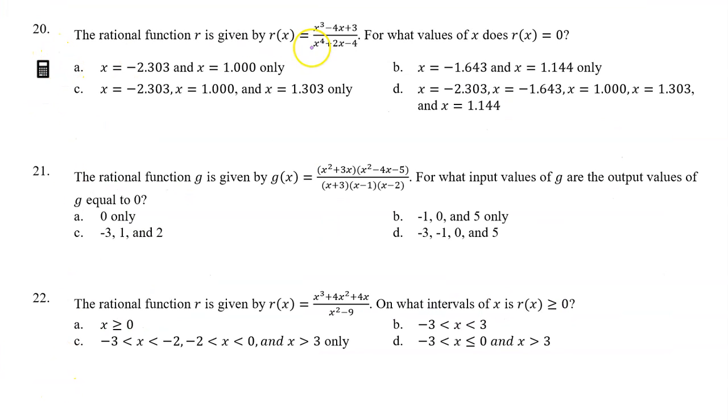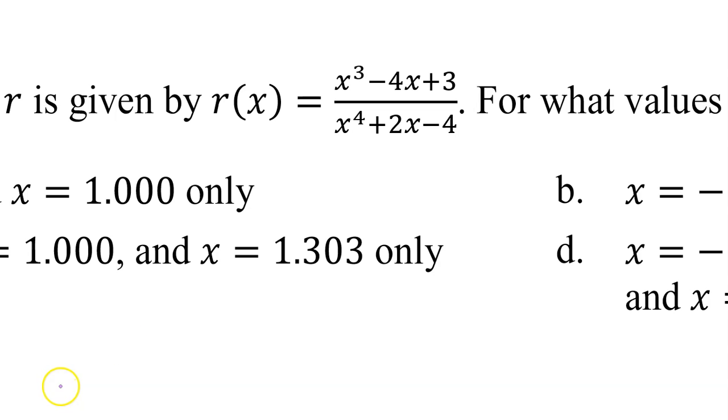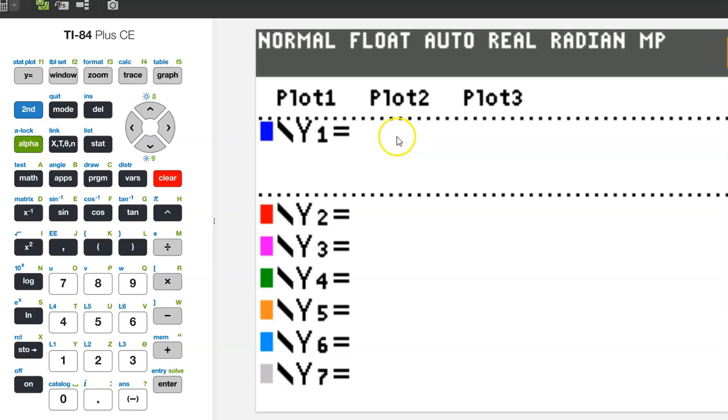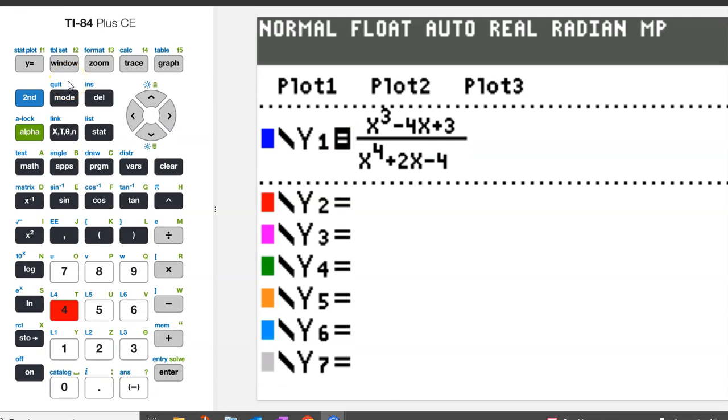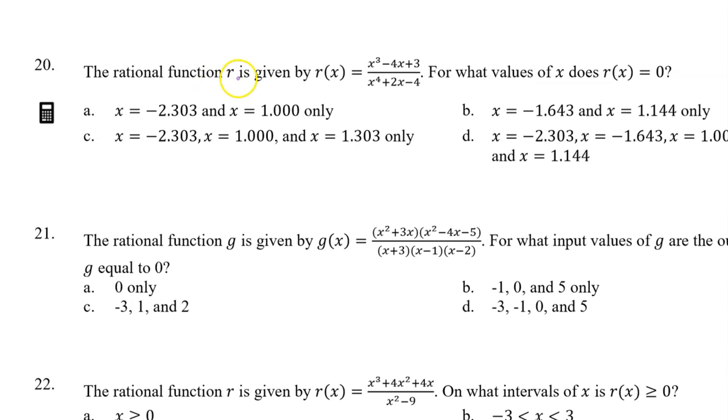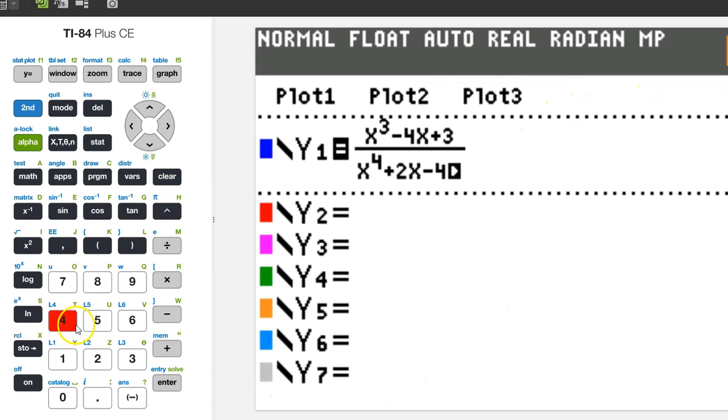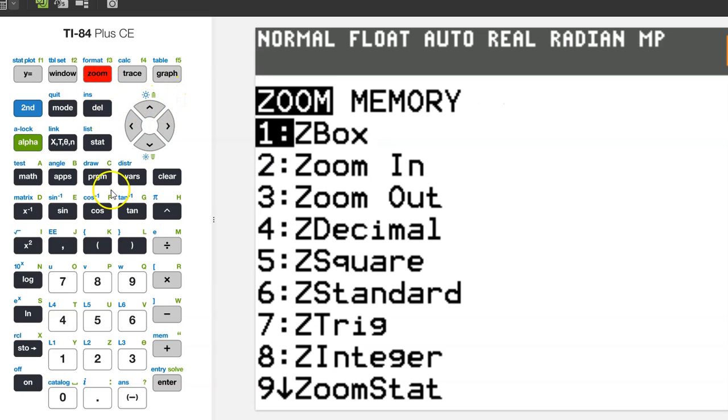Take out your TI-84 for number 20. Copy this function r of x in as y1. The rational function r is given by r of x equals this expression. For what values of x does r of x equal 0? So we are being asked to find the zeros of r. That will show up on the graph as x-intercepts. So let's graph it. To start off with a standard 10 by 10 window, let's hit zoom 6.